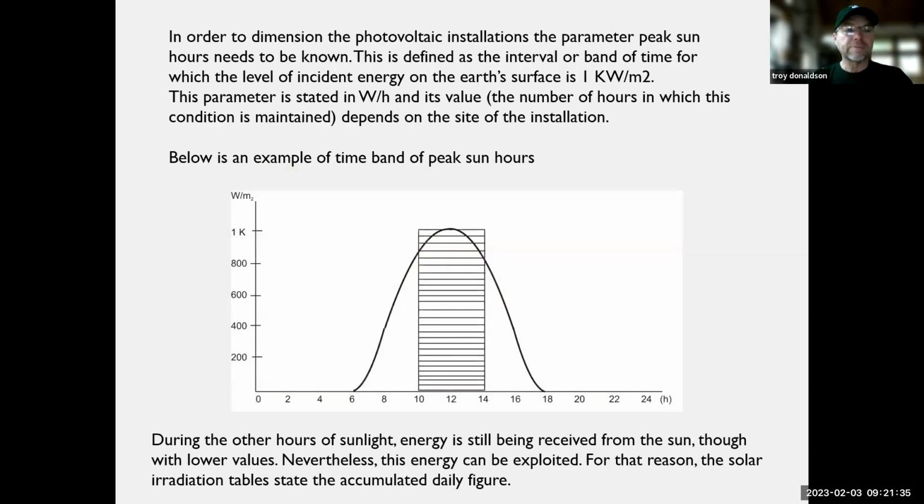Here's a little example of peak sun hours. We talked about 4 hours, and this is from 10 to 1400, so that's actually 4 hours. That's some peak production in the solar curve of a day. But you do produce out here from 8 to 10 and 14 to 16.